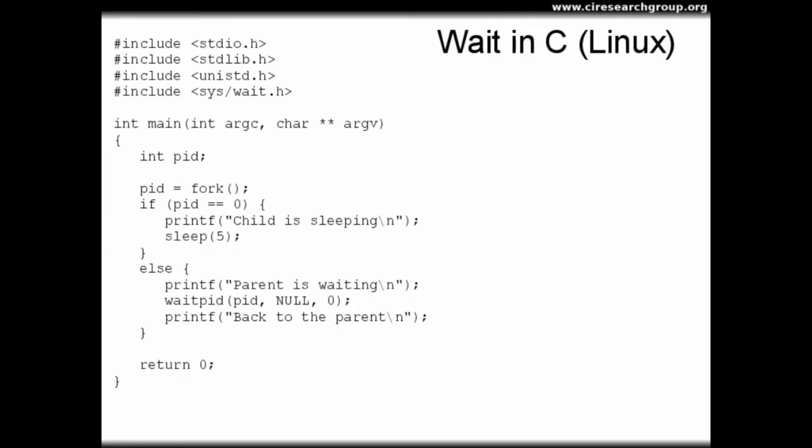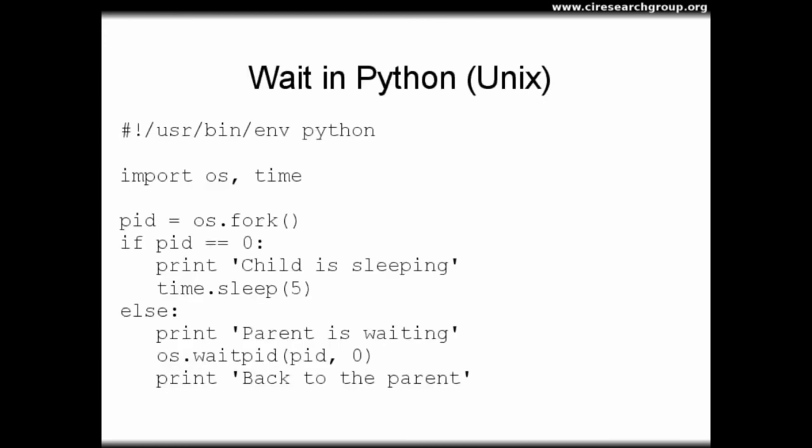The waitpid function blocks, or stops and waits, until the child process terminates. Once termination occurs, the parent prints another message. The Python version of this example is considerably shorter, but, once again, it uses essentially the same calls. In addition to the OS module, I need to import the time module to get access to the sleep function. The major difference in this code from the corresponding C code is that I do not pass a null pointer as the second argument to os.waitpid. Instead, I skip that argument and simply pass a 0 instead.